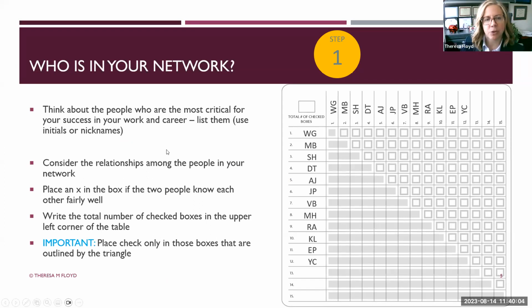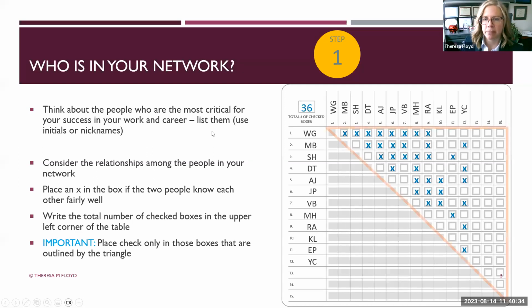Then I want you to think about the relationships among the people in your network. Does WG know MB, for example? Put an X in the box if the two people know each other fairly well, not passing acquaintances, but actually know each other fairly well. Once you've completed going through your whole network, count the number of check boxes and put that number in this upper left-hand corner. Be sure that you're only using the check boxes that are within this triangle.